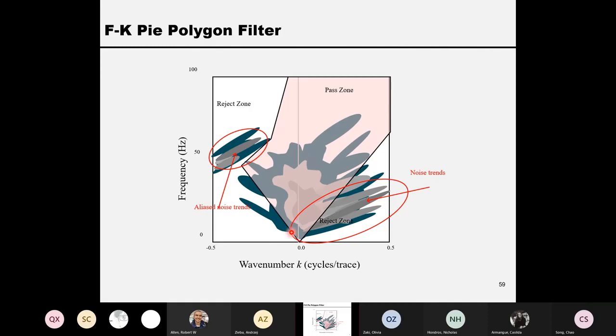But in the time domain, it's not so simple. The filter in the FK domain is simple, but in the time-space domain, that becomes a two-dimensional convolution. So we prefer to work in this domain.